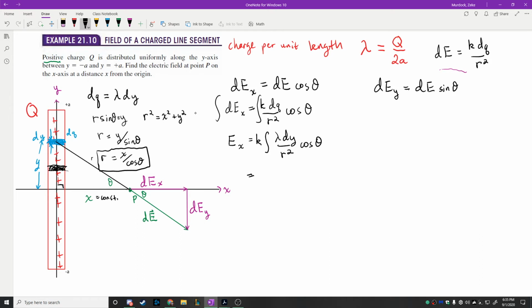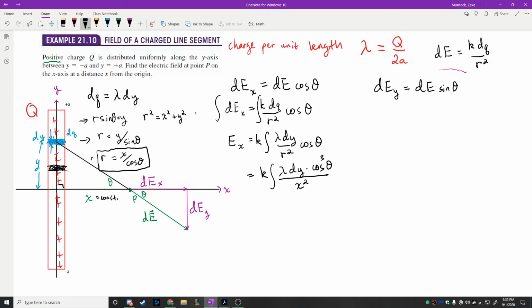So this equation is going to become k integral lambda. We leave this as dy for now, but we're going to do something with this equation actually. Cosine theta, and r squared. So r squared is going to be like x squared in the denominator, and then cosine squared in the numerator. So I think you're going to get something like this. Does that look right to you guys? I mean, for now it looks nasty. Let's see what else we can do, though.